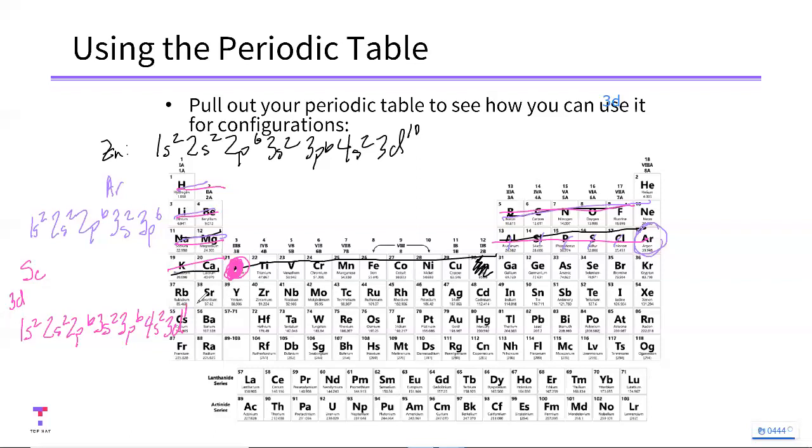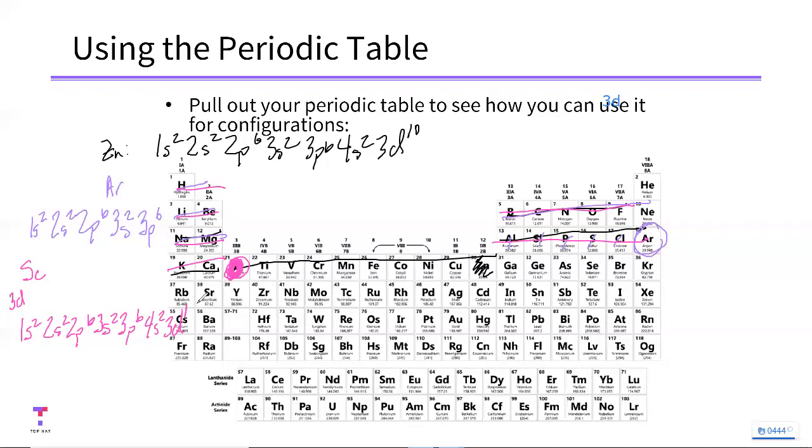Now, one thing you might be saying to yourself is, well, okay, I get this a little bit, but boy, doesn't this seem like a lot of writing. And we haven't even gotten to something like radon, which has 86 electrons in it. Isn't there a way to kind of shorten this up? And the answer to that question is yes. We can shorten this up using what's called a noble gas configuration.